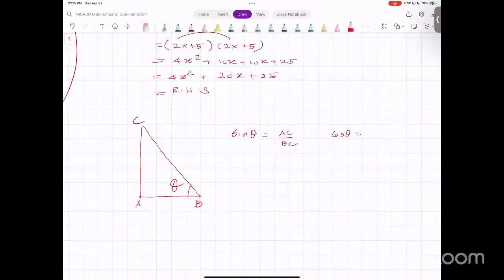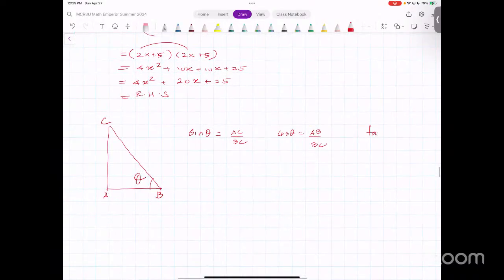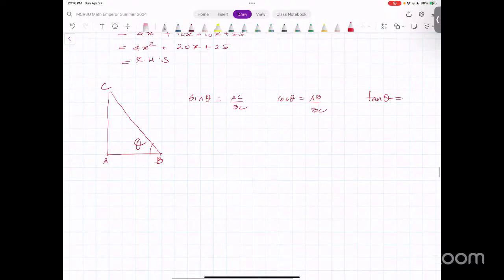Let's go back to it. What is cos of theta equal to? I know, but what is that in terms of the letters? We will say BC. All right. Tan of theta. What is tan of theta equal to? I'm waiting.